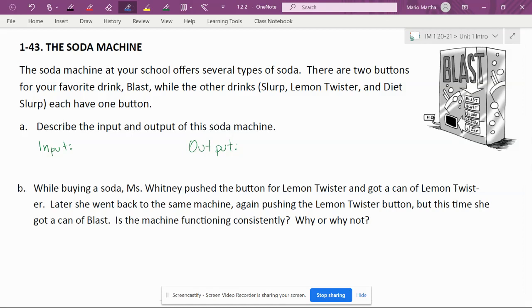So the possible input could be you putting in money to get the soda, or you pushing the button to select your soda. And the output in this case would be the can of soda, right?